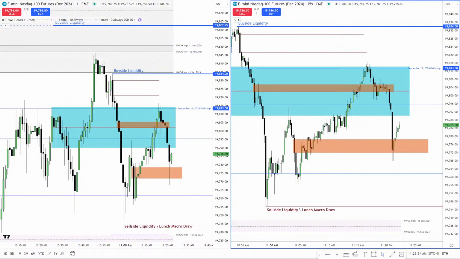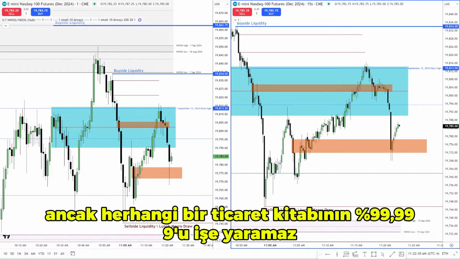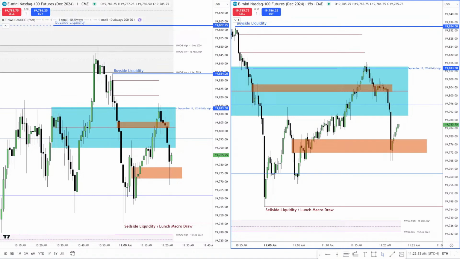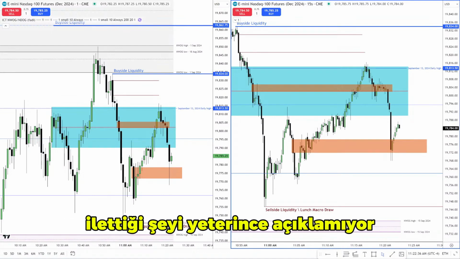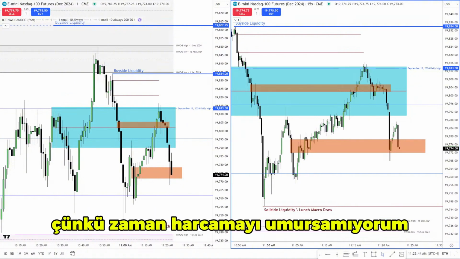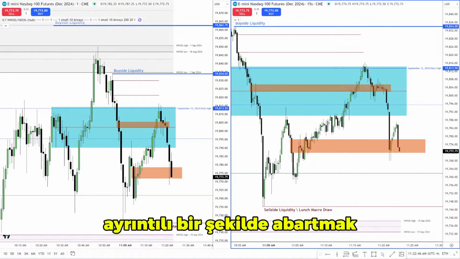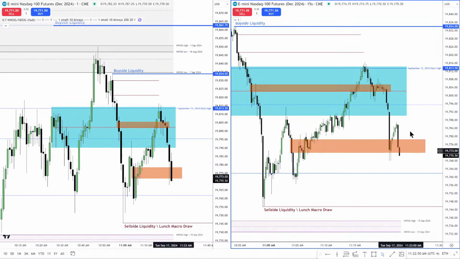That's why, I hate to say it, but 99.999% of any trading books are useless, because a static picture and a couple paragraphs or whatnot doesn't adequately describe what it's communicating. I'm sure the authors are well intended. I would have intentions, because I don't mind spending time bloviating in great detail about what I expect to see in price. I want to see this small little portion stay open.